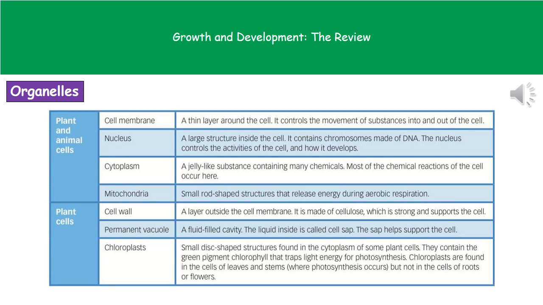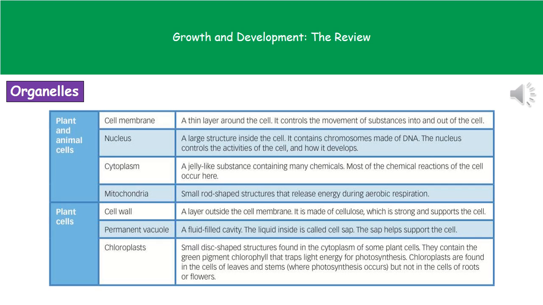You also need to know what each of those organelles actually does. So some of these we've already looked at. So the cell membrane controls the movement of substances in and out of the cell. Your nucleus is going to control the cell. The cytoplasm is where the chemical reactions take place, and the mitochondria are where aerobic respiration takes place.